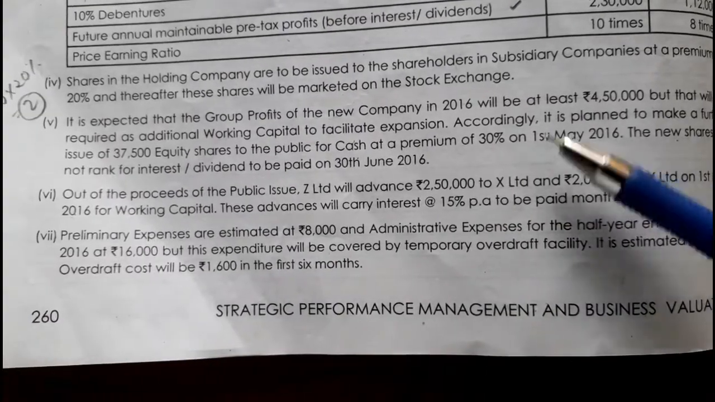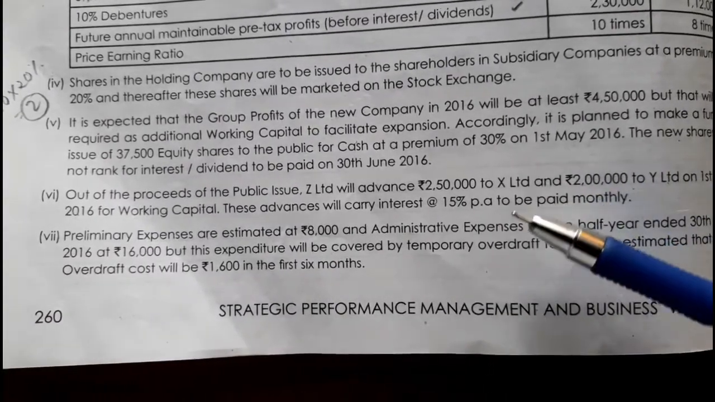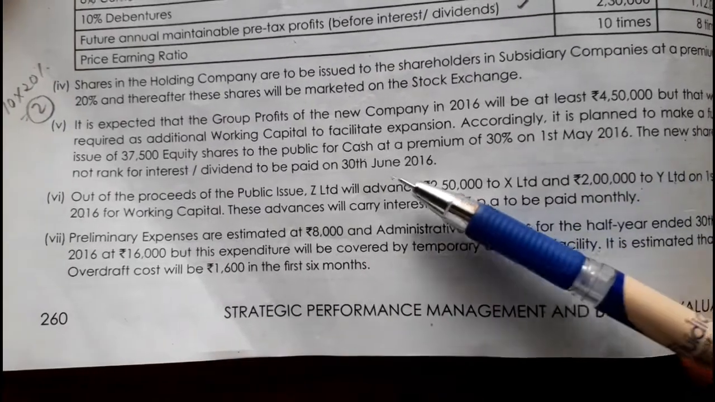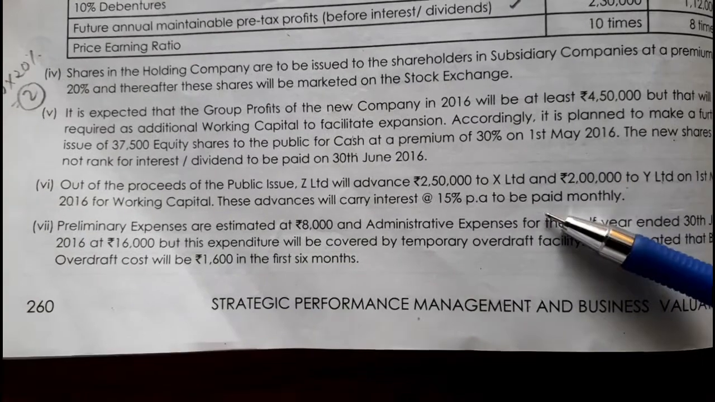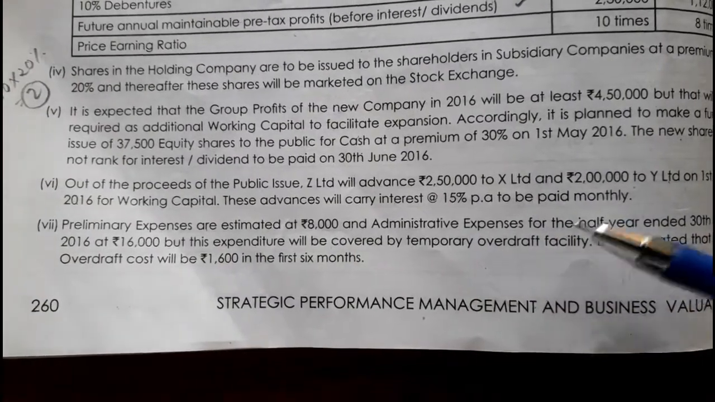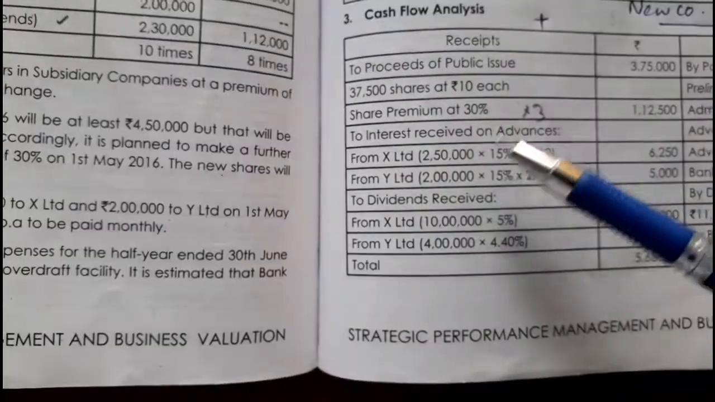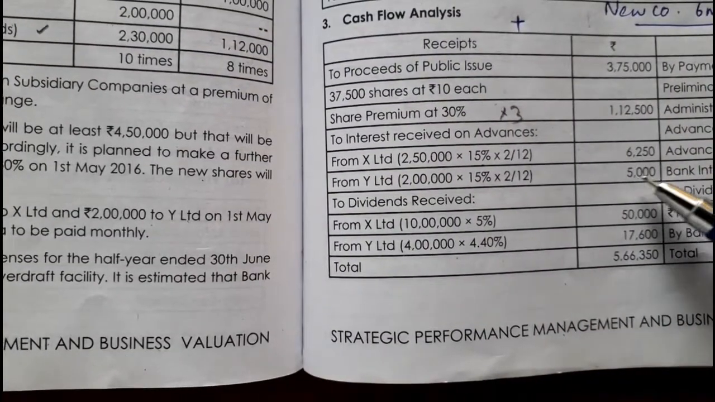So on 1st May the issue is done, and from that issue the advance has been given. So from 1st May to 30th June we have to find the interest amount. 15% into 2 divided by 12, on 2,50,000 and also on 2 lakh. So interest we are going to receive. So it's been written here.